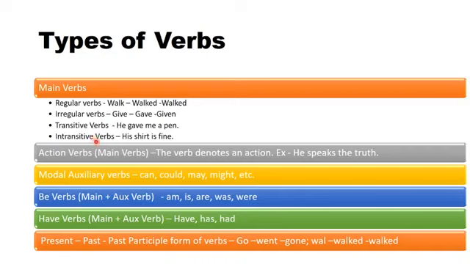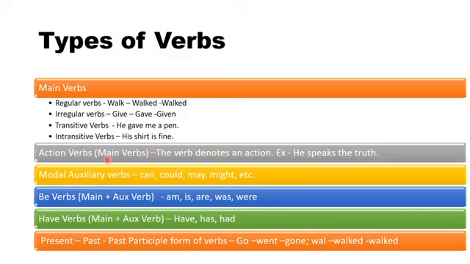Next, transitive and intransitive verbs. The verb is the same, but you will be able to tell transitive from intransitive based on whether the verb transfers the action towards an object or not. Look at the first one: He gave me a pen. Here, gave me is transferring the action, so it's a transitive verb. His shirt is fine. Here it is not transferred. The shirt is fine means the verb is not transferring the action. That's why it is an intransitive verb.